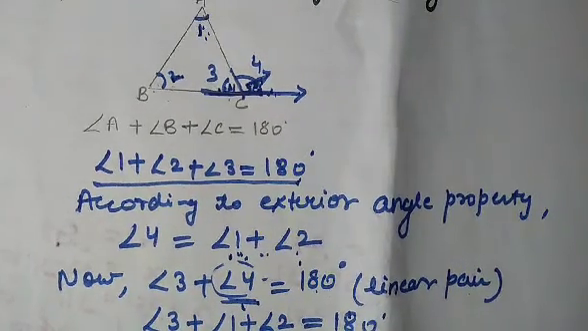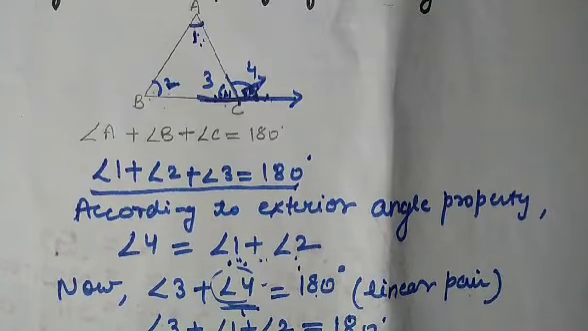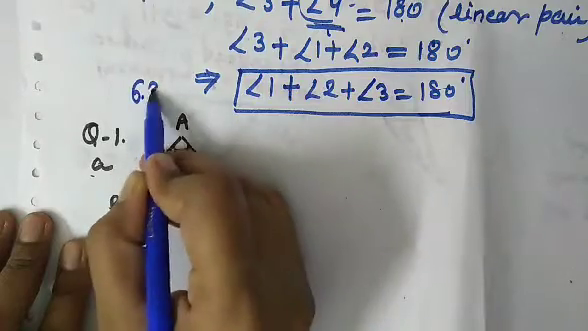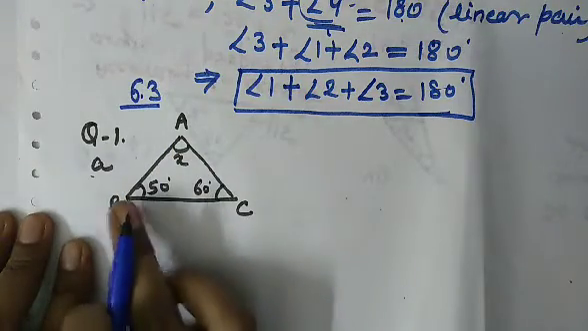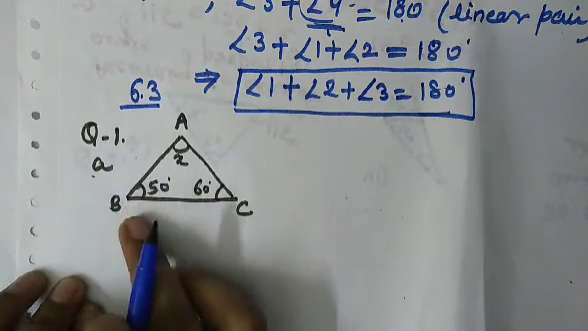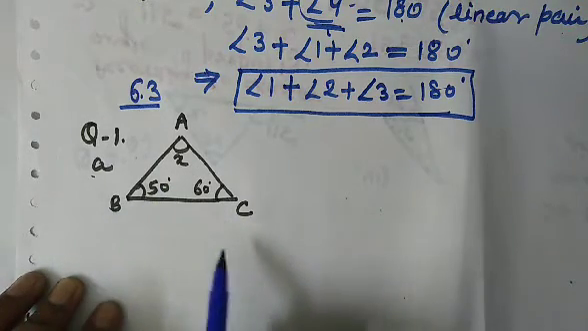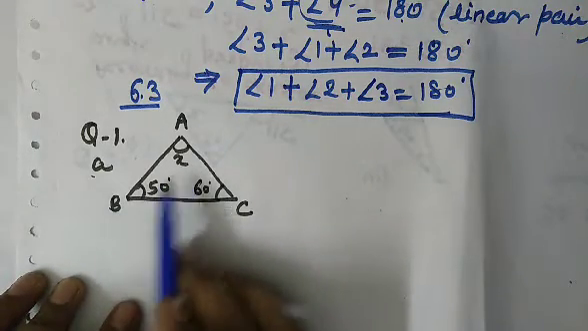So our next exercise, that is exercise 6.3, is related to this concept only. So let us discuss questions related to this concept. Question number 1 of exercise 6.3, part A, I am taking. You have to find the value of unknown angle x in the following diagrams. We have to find the value of x.